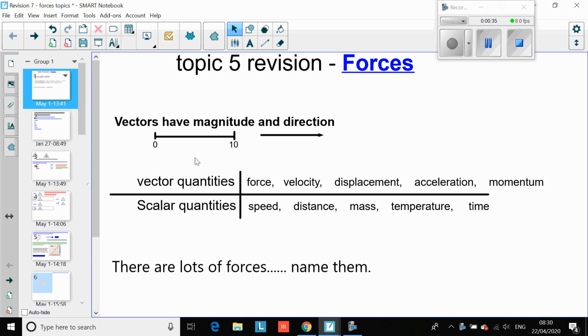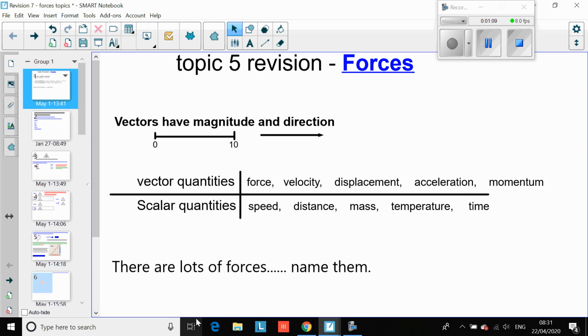Firstly, forces is mostly about vectors. Vectors, if you remember, have both magnitude, an amount, and a direction. So there must be plus or minus, forward, backwards, left, right, whatever. They need a direction. Examples of vector quantities are force, velocity, displacement, acceleration, momentum. Scalar quantities just have magnitude, so just an amount. So speed, distance, mass, temperature, and time are examples of that.